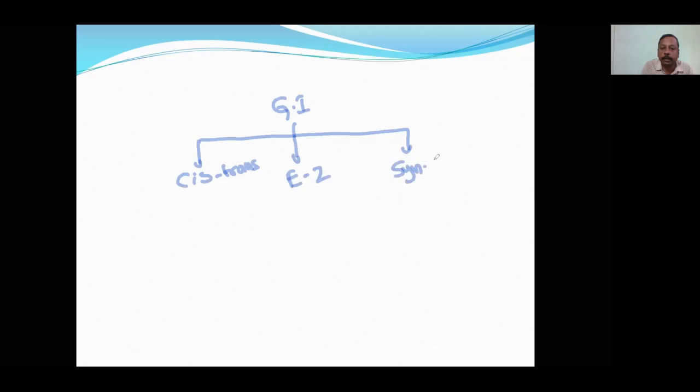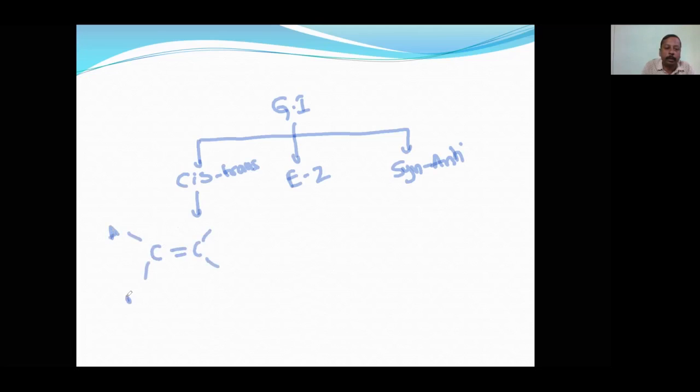So this is today's lecture. We have studied especially geometrical isomerism. Geometrical isomerism is further divided into how many types? Three types: cis-trans isomerism, EZ isomerism, and syn and anti isomerism. Cis-trans isomerism is, let us take, suppose this is a double bond.